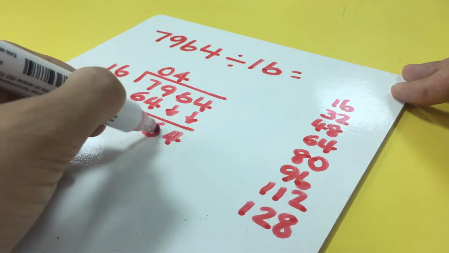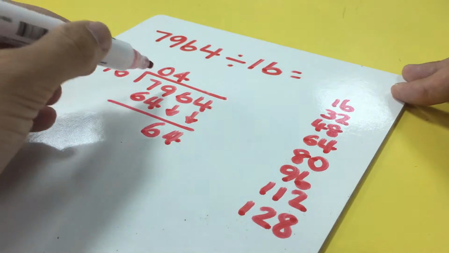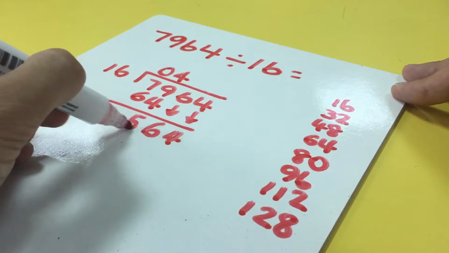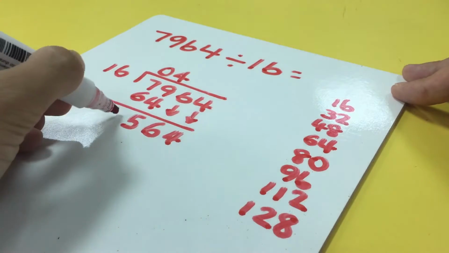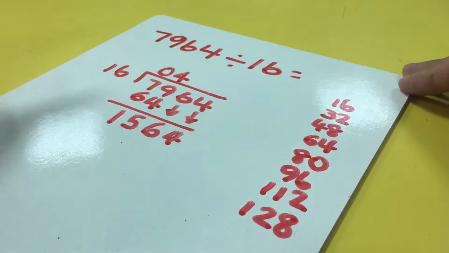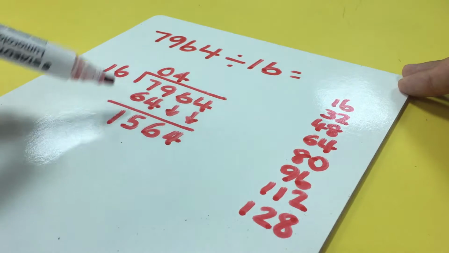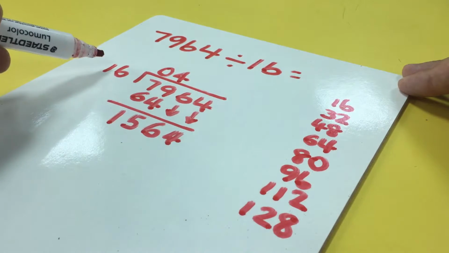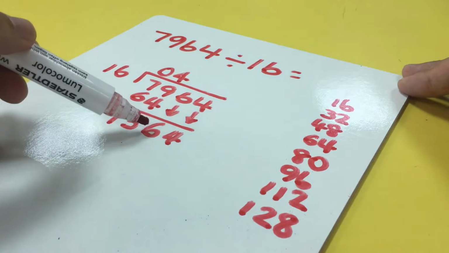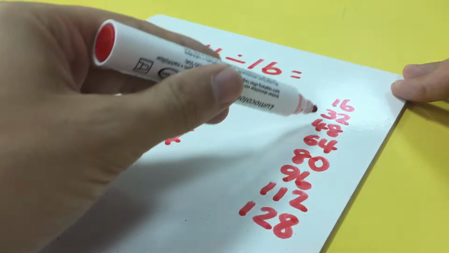So nothing changes with the units and the tens. 9 take away 4 is 5. 7 take away 6 is 1. Now we need to ask ourselves, 16s into 1, you can't do. 16s into 15, you can't do. 16s into 156. Now let's look down our list again.